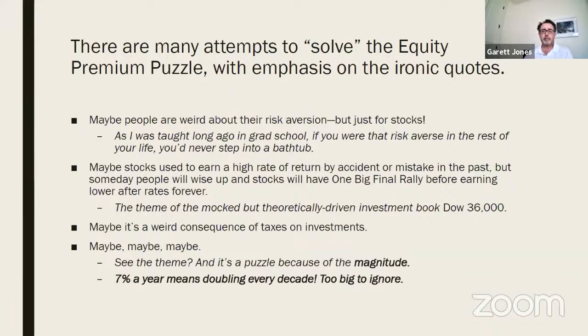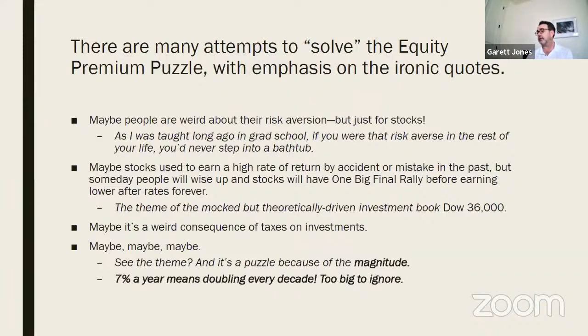Alternately, maybe it's just a mistake. So maybe people have been mistaken for a long time and they thought stocks were risky, but once the word gets out that they're actually a lot safer than they thought, people will push up the price a lot and so push down the future returns. Maybe there will be one big final rally where stock prices go up, up, up, up, up. And then after that, they start earning low rates forever. They start earning only a little bit higher rate of return than government bonds, maybe corporate bonds.